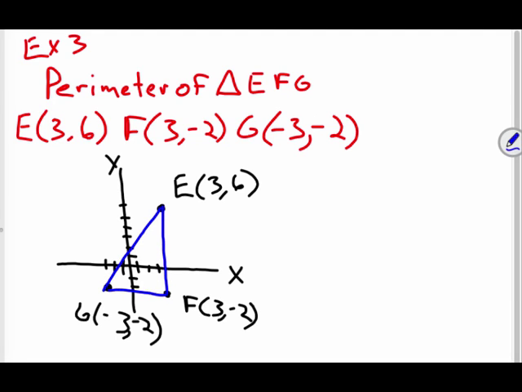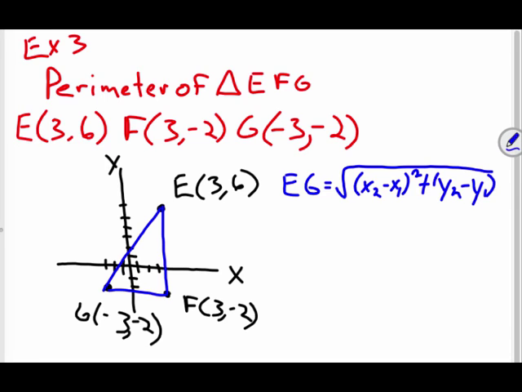How do I find that? Well, remember the distance formula. For example, if I wanted to find the distance from E to G, that would be x sub 2 minus x sub 1 squared plus y sub 2 minus y sub 1 squared, and you take the square root of the whole thing, right? But I would use the x's and the y's of E and G. So in that scenario, this would be x sub 1, y sub 1, and this would be x sub 2, y sub 2.